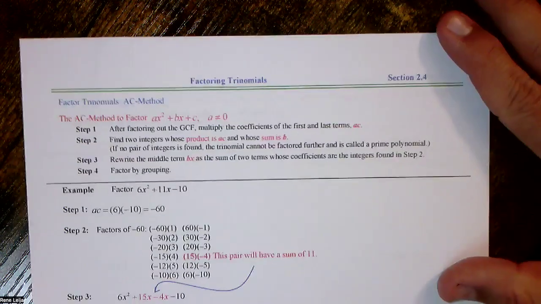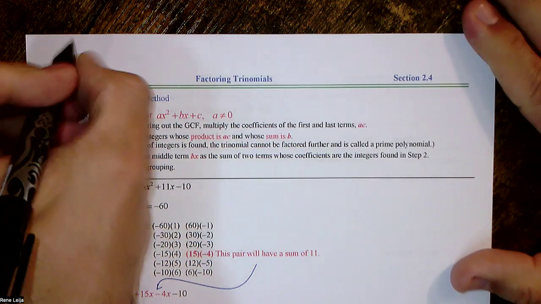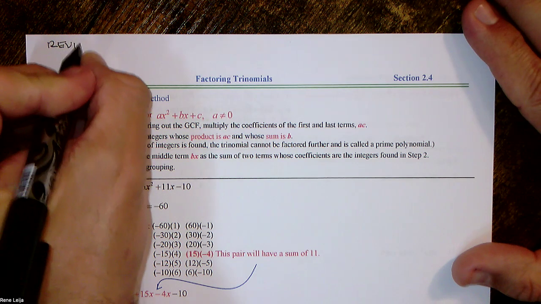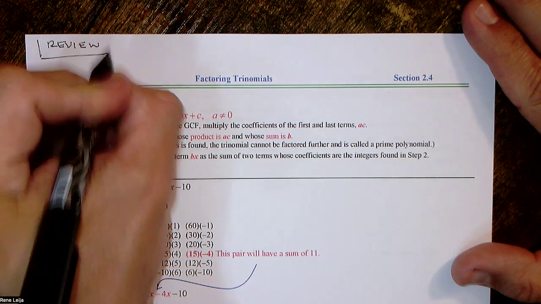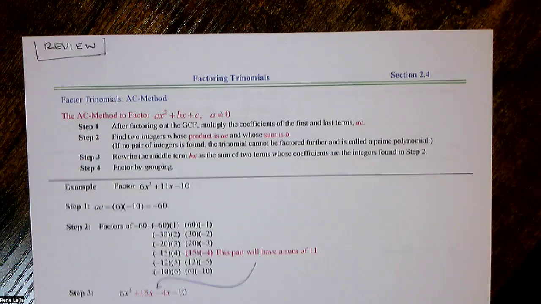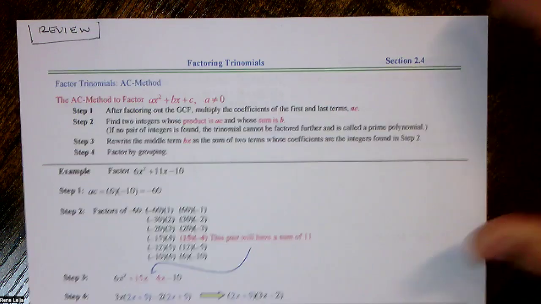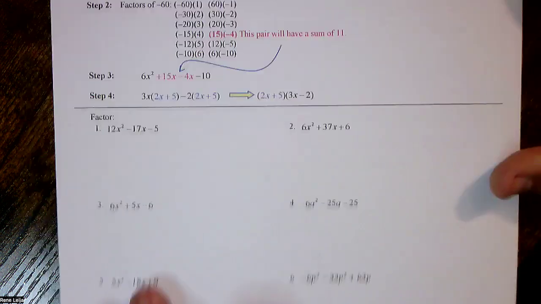Okay, this is section 2.4. Again, this is review material, and this is a very important concept for you to understand. So if you are weak with factoring, this is definitely one of the sections that you want to watch. Okay, now we're going to factor trinomials in here.